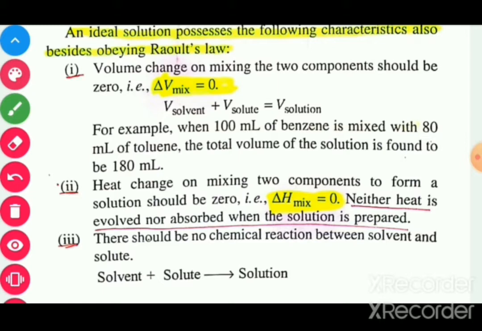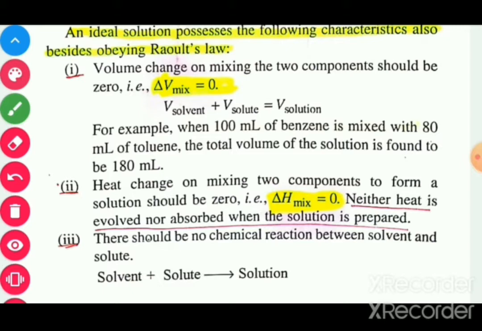Second point, the heat change on mixing two components to form a solution should be 0, that is, delta H mixing is equal to 0. It means that the enthalpy of solute and solvent separately should be equal to the enthalpy of solution. So in such a situation, the change in enthalpy of mixing is equal to 0. Neither heat is evolved nor absorbed when the solution is prepared.